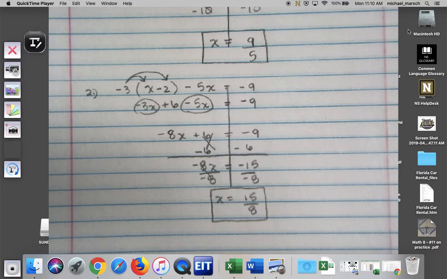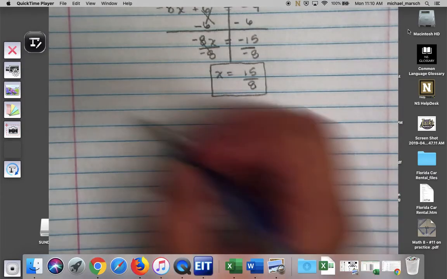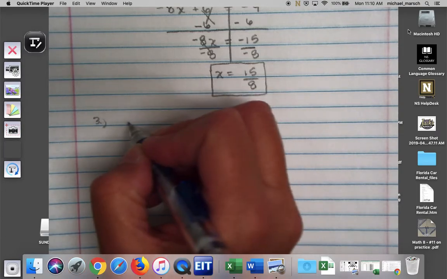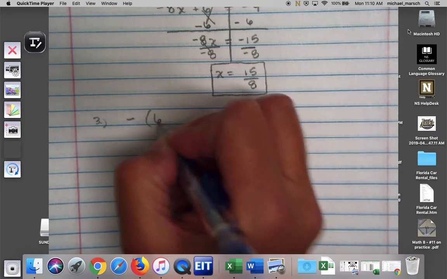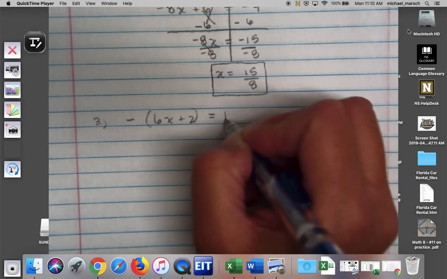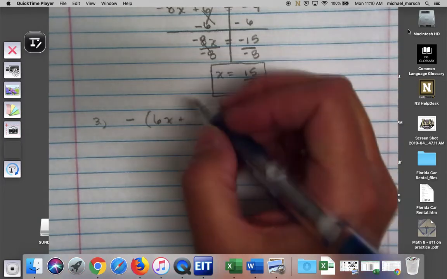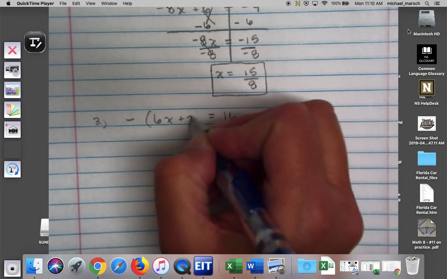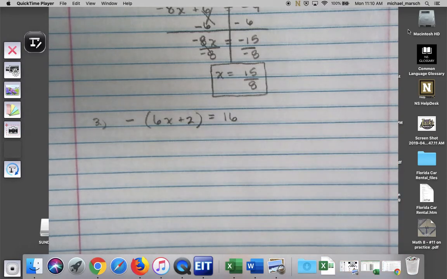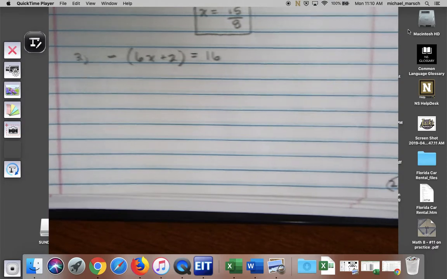Okay, last example. Negative times the quantity 6x plus 2 equals 16. That looks weird, so we're going to talk about it.